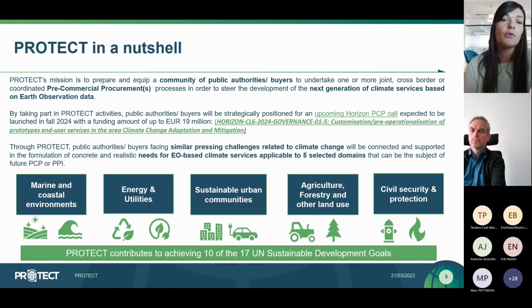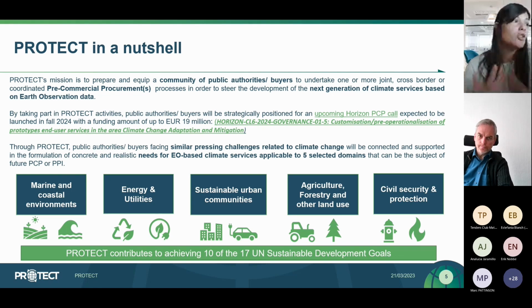So we want to hear from you in the future, and possibly already today, about possible pressing challenges linked to the effects of climate change that you face, and that show effects in the domain of marine and coastal environment, but also in the domain of energy and utilities, sustainable urban communities, agriculture, forestry, and other land uses, and civil security and protection.